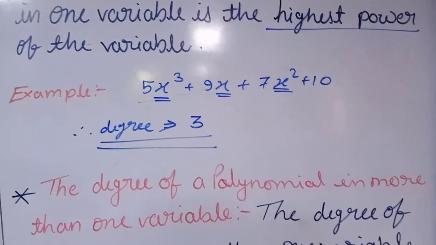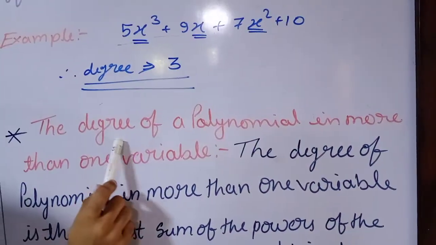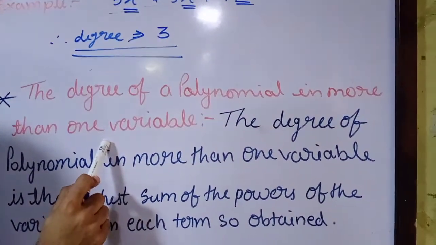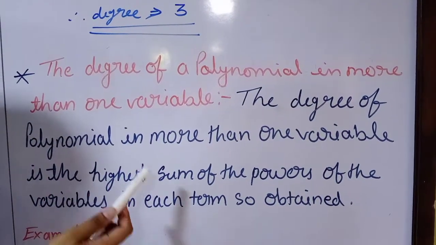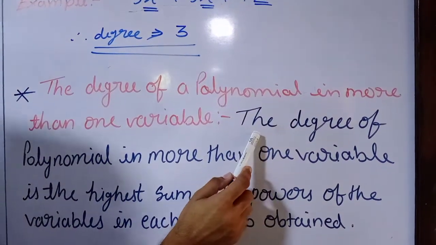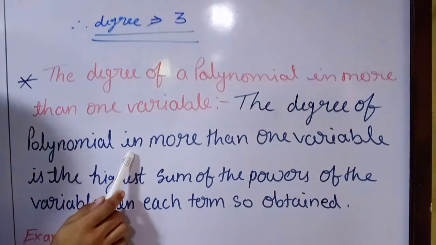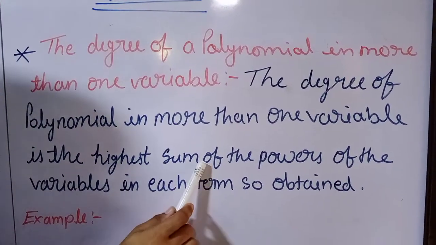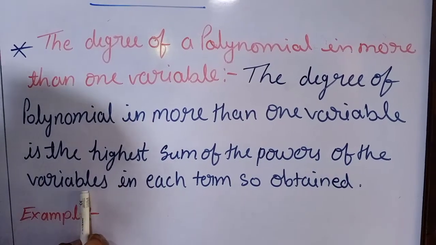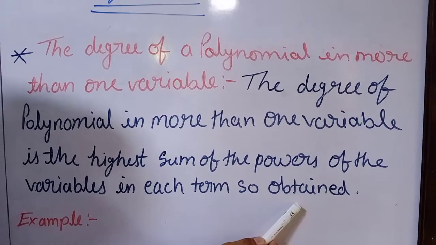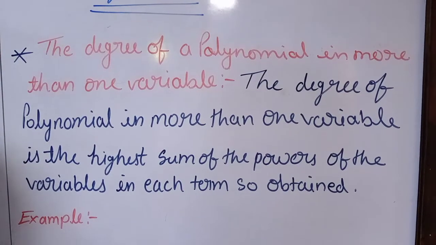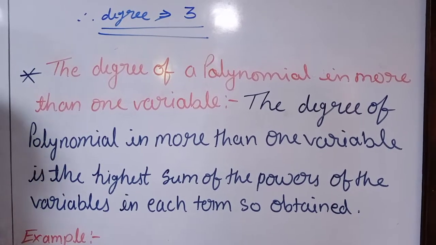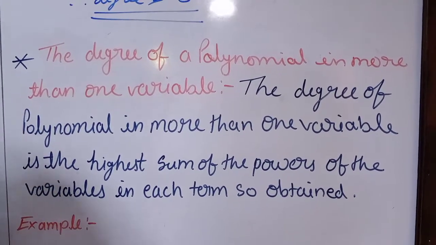Now the second concept related to this, the degree of a polynomial in more than one variable, where we have more than one variable. So what is the degree? How can we calculate the degree of the polynomial? Let's see. The degree of a polynomial in more than one variable is the highest sum of the powers of the variables in each term so obtained. So if we have more than one variable, we are going to do the sum of the powers, and then whichever is the highest one, we can say that is the degree of that polynomial.